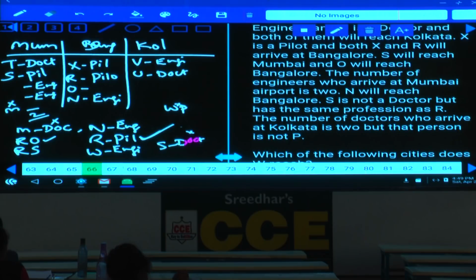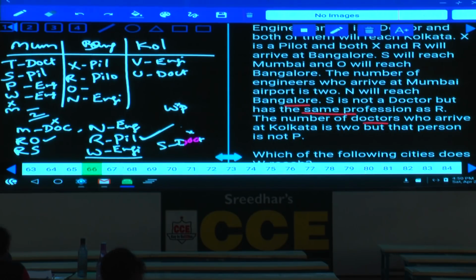The next one: N will reach Bangalore, S is not a doctor, and has the same profession as R. The number of doctors who arrive at Kolkata is 2. N is not P, and P cannot come to Kolkata. As P cannot reach Kolkata, where should P be? P must be Mumbai. If P is reaching Mumbai and the profession is engineer, then who is the other person here? W. Why W? W is again an engineer, so 4 engineers were there, and W must be here.